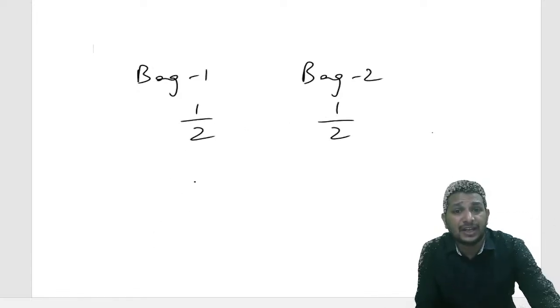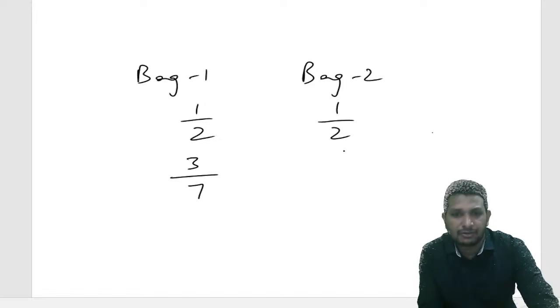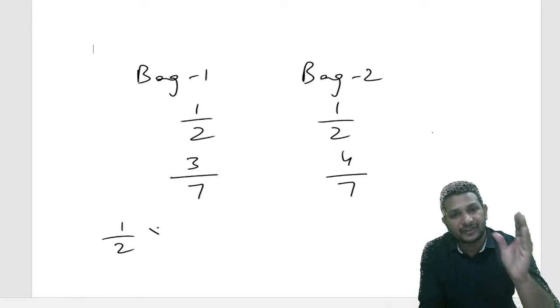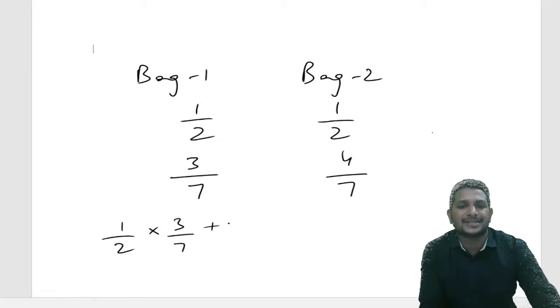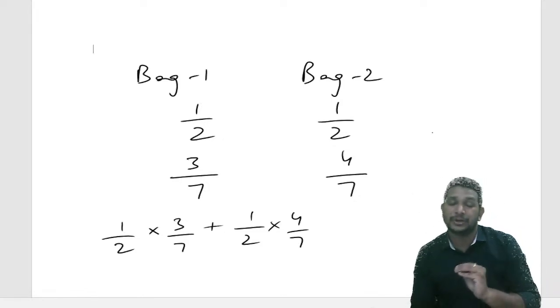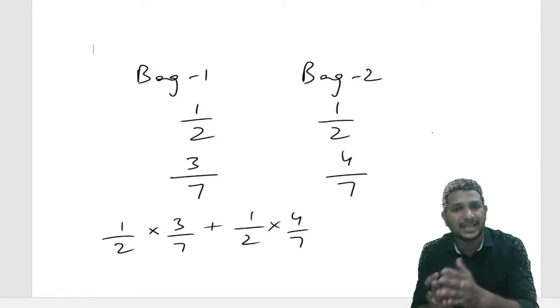But in bag 1, how many black balls are there? 3 black balls out of 7. And in bag 2, I have 4 black balls out of 7. So total possibility is what? From the first bag, I will be getting 1 by 2 into 3 by 7. And from the second bag, 1 by 2 into 4 by 7. Because if I choose the first bag, I'll get 3 by 7 probability of getting a black ball, and if I choose the second bag, the probability is 4 by 7.